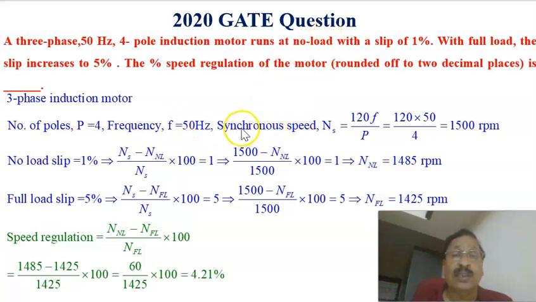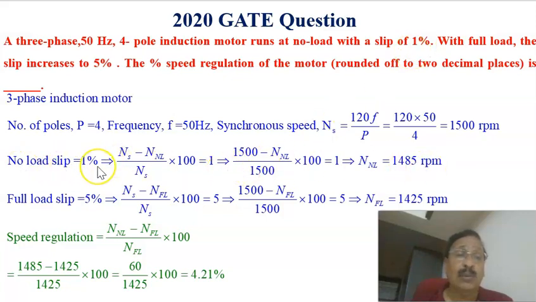The first step is we have to find out the synchronous speed. Ns equals 120 f by P, or 120 into 50 divided by 4, which equals 1500 RPM. Therefore, the synchronous speed of the motor equals 1500 RPM. The next step is that corresponding to a no load slip of 1%, what is the motor speed?